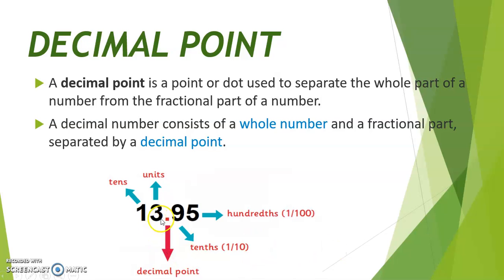So every decimal number has a whole number part and a fractional part separated by a decimal point. As you can see here, you have 13.95. I called it 95, not 95 hundred, because it is less than 1. So this is 13.95. Now, in our next lesson, we'll see the place values, and how to know the place values of decimals.